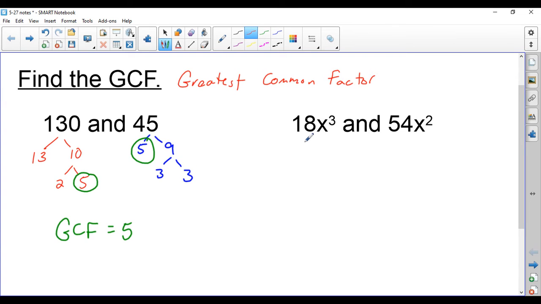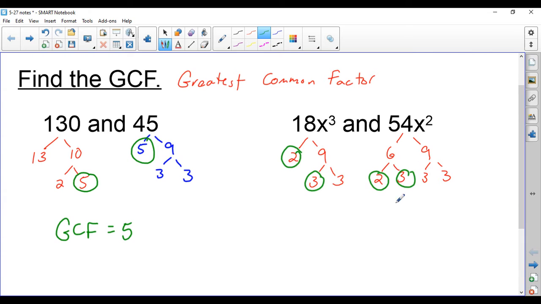Here's a second example. I have 18x cubed and 54x squared. Let's look at the numbers first. 18 is 2 times 9. 2 is prime. 9 is 3 times 3. Now I have all prime factors. 54 is 6 times 9. I can factor 6 to 2 times 3 and 9 to 3 times 3. I have my 2 factor trees, and then I circle pairs that are the same. I have a 2 and a 2, a 3 and another 3.